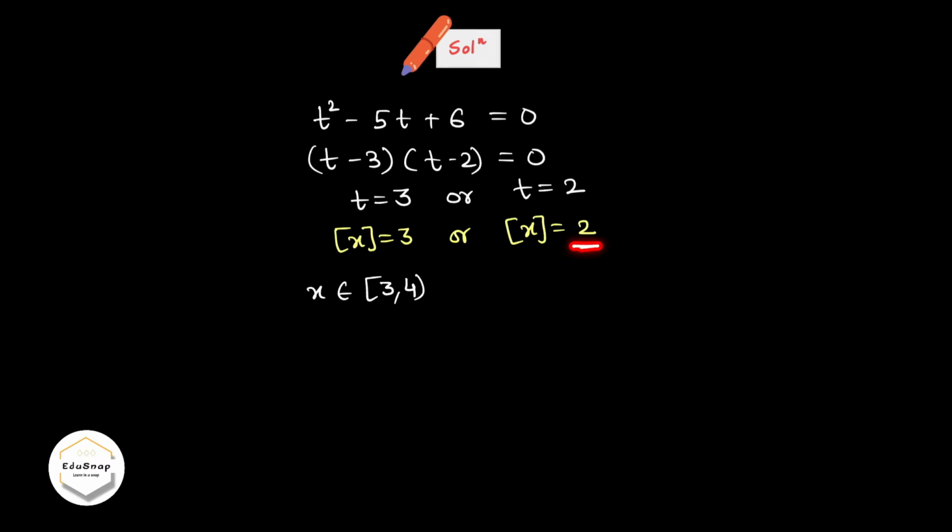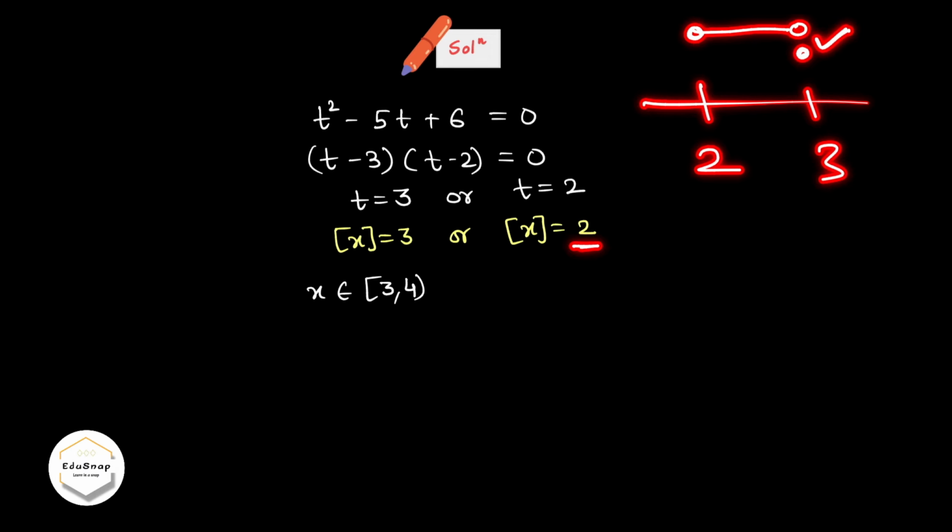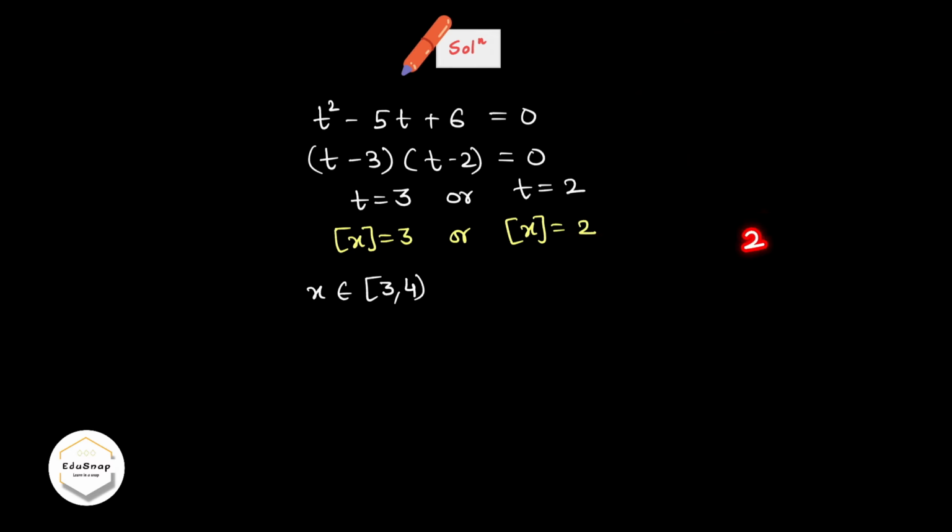Now similarly for the 2, it is going to be like this, 2 and we have 3. Now if we pick the 3, the greatest integer is going to be 3. That's why we are not picking it up and we will pick the 2. So these values are going to provide you 2 here.